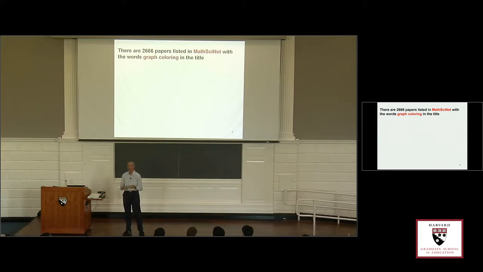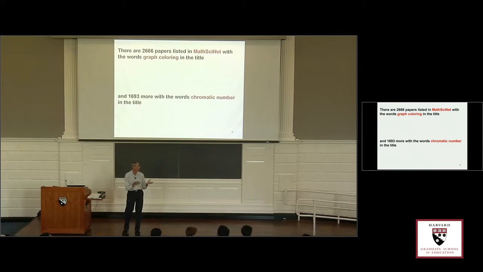I just checked. This is not fully updated. It's from last week. Maybe it's changed since then. So in MathSciNet, there are 2,666 papers with the words graph coloring in the title. And there are actually 1,693 more with the words chromatic number in the title. If you go just to Google and write the same words, then it will increase by a factor of 100, roughly, these numbers. So it means that indeed graph coloring has been studied intensively.